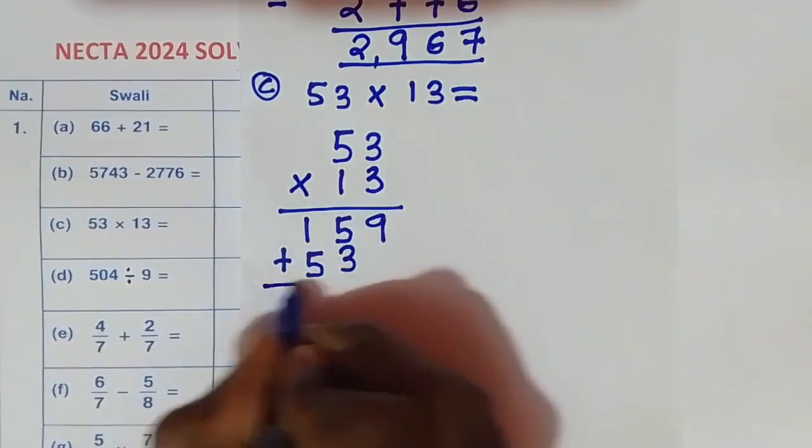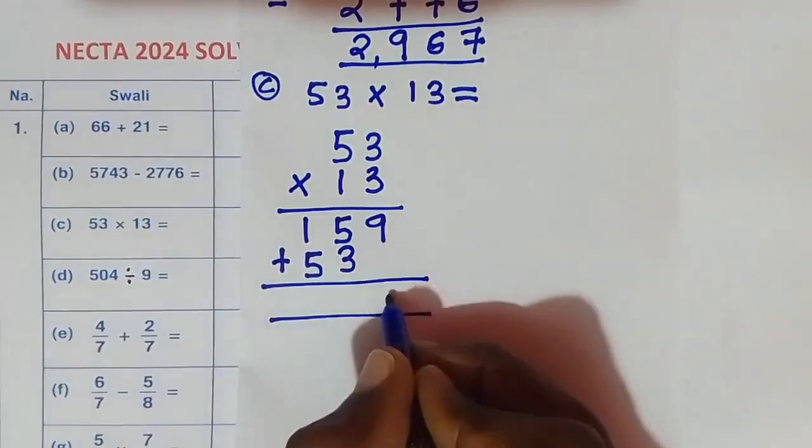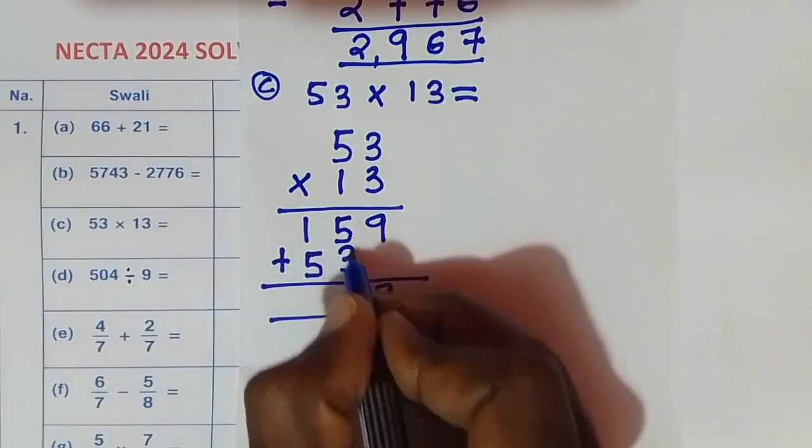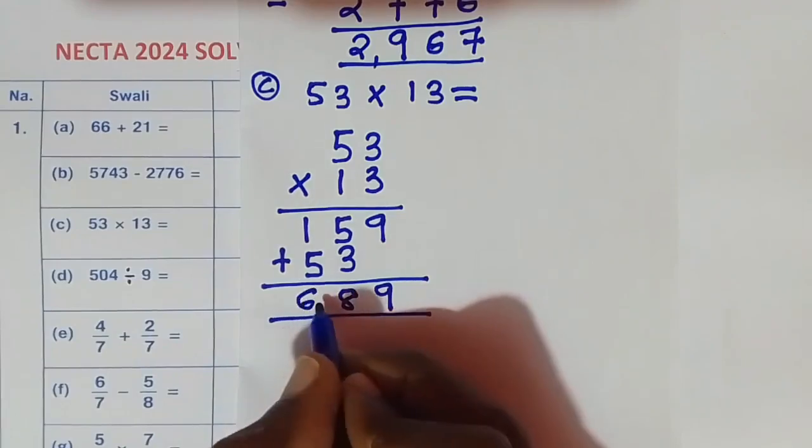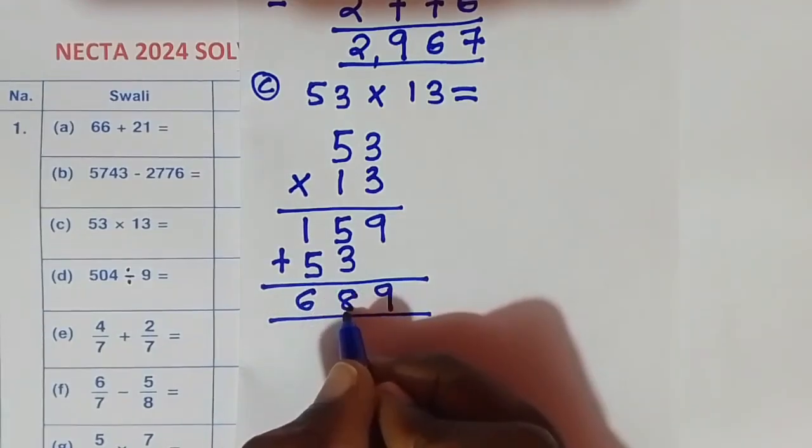Then we are going to add. We get 9. 5 plus 3, 8. 1 plus 5, we get 6. So our answer is 689.